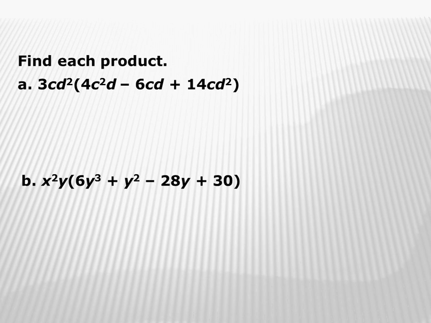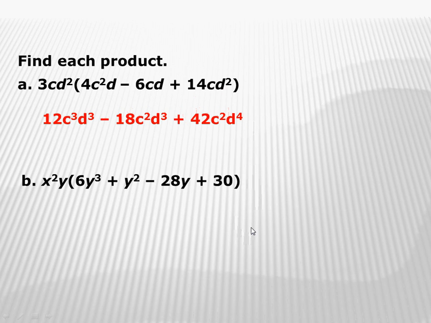Alright, hopefully you've had a chance to work through part A. If you did, then I hope that you got 12c to the third d to the third minus 18c squared d to the third plus 42c squared d to the fourth. If you didn't get this as your answer, go back through now that you know the answer and see if you can figure out where your mistake was. Once you have the correct answer, I'd like for you to do the same thing for part B.